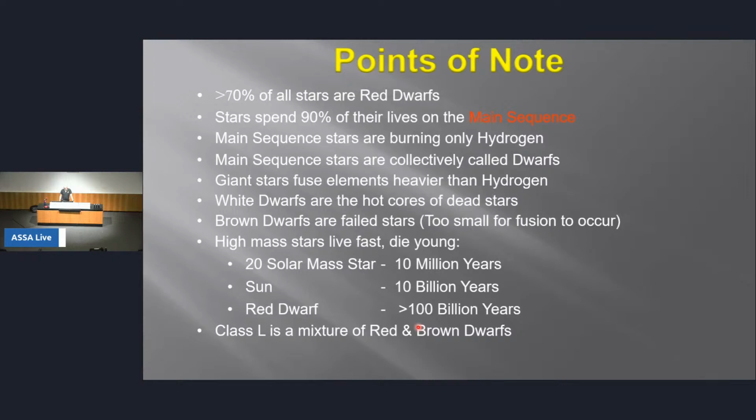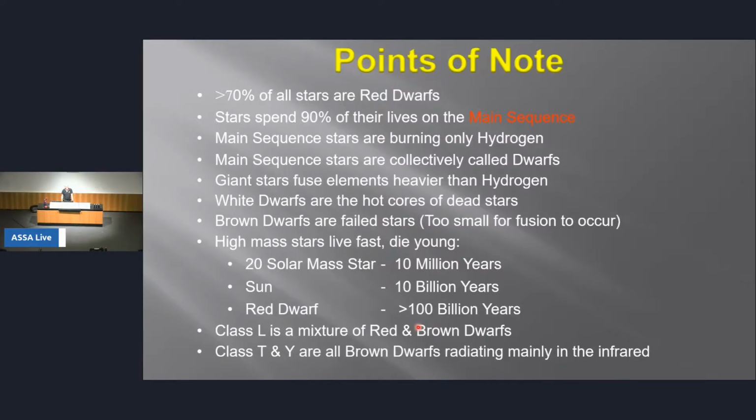Now, the stellar classes actually go beyond M. They've added a few letters. There's a class L, which is cooler than class M, at around 2,000 degrees surface temperature. It's a mixture of red and brown dwarfs, sort of the threshold between a brown dwarf and a red dwarf.